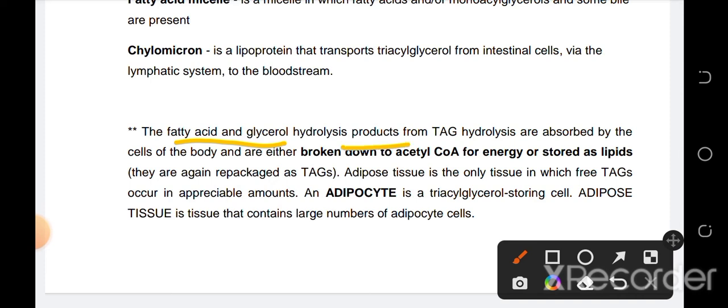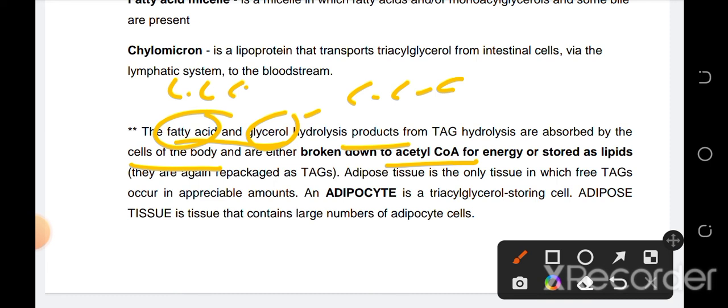Okay? Now, the fatty acid and glycerol, the hydrolysis products from the triacylglycerol hydrolysis, are then absorbed. So, di ba na-breakdown na sila. So, ma-absorb na sila ng cells in the body and are either broken down to acetyl-CoA for energy or stored. Kasi remember that glycerol has 3 carbon atoms, and then the fatty acids, meron tayong short chain, medium chain, and long chain. So, marami pa ring series of carbon atoms dyan. But they could be broken down into acetyl so that they could be used in the Krebs cycle.